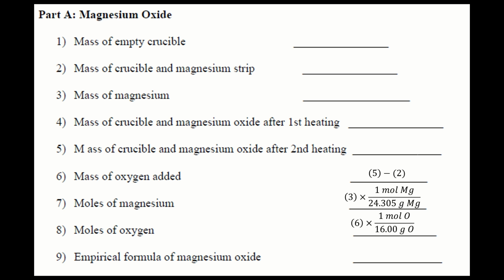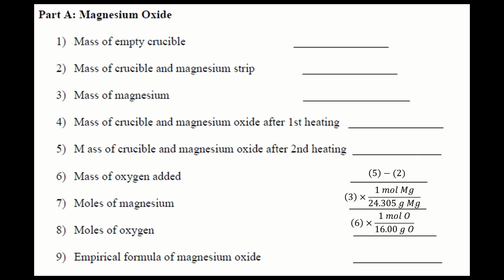Now, it's not described in the procedure, but the reason why your data sheet lists 2 different heatings is because you'll heat your sample once, then you'll let it cool, record the mass in line 4, then heat it up again for another 5 minutes, let it cool, and then record the mass.